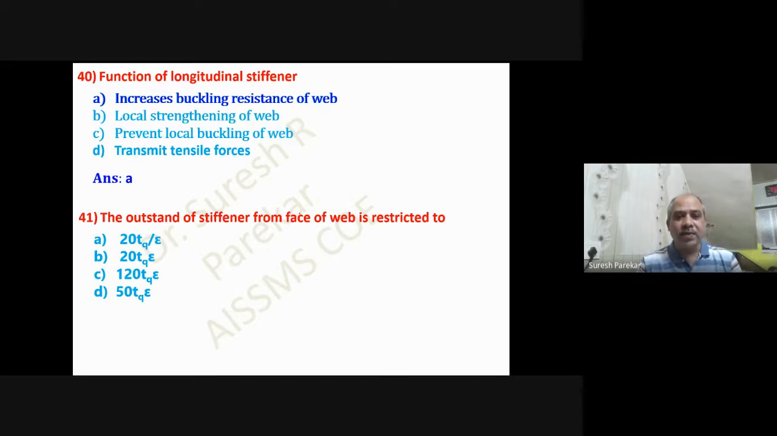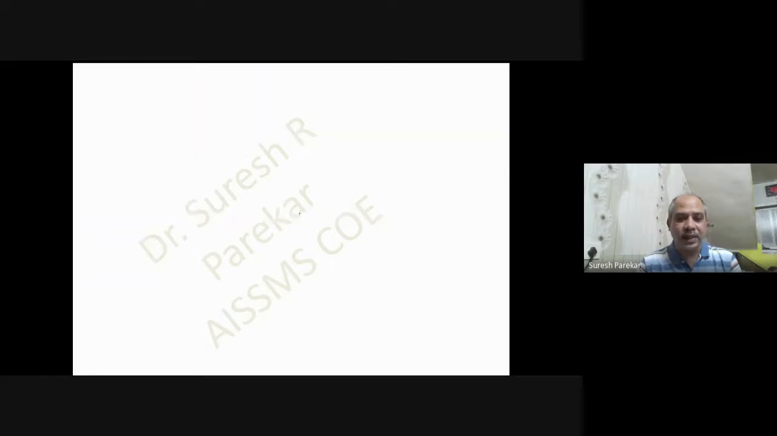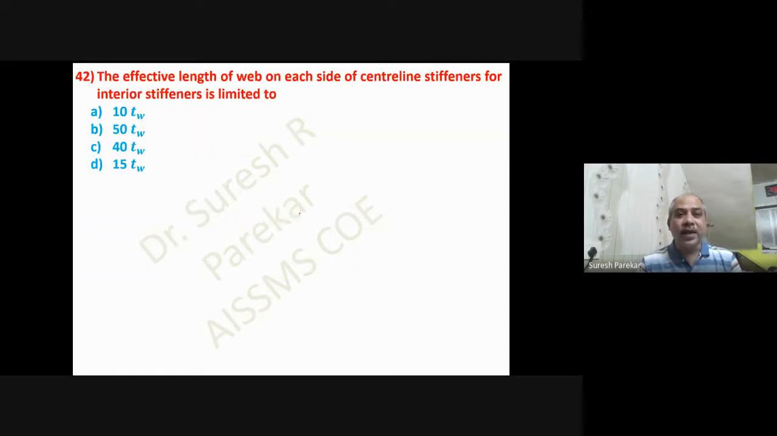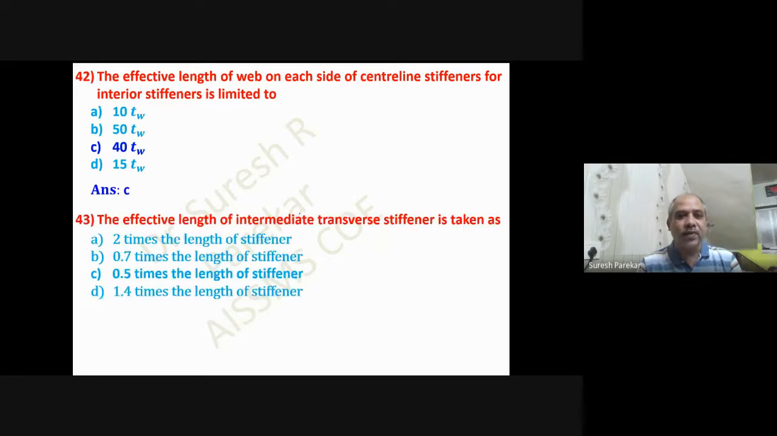The outstand of a stiffener from the face of the web is restricted to 20 t q upon epsilon. Generally, this value is taken as 14 t q upon epsilon. We are not allowing more than that. The effective length of web on each side of the centerline of an interior stiffener is limited to 40 TW. In case of end stiffeners, that is bearing stiffeners, this value comes to 20 TW because dispersion is only on one side.